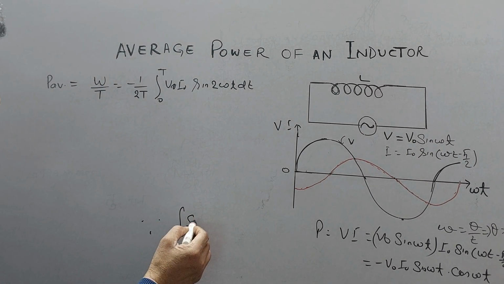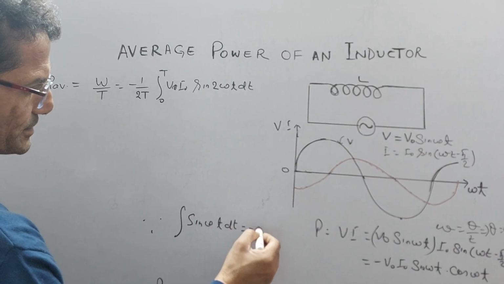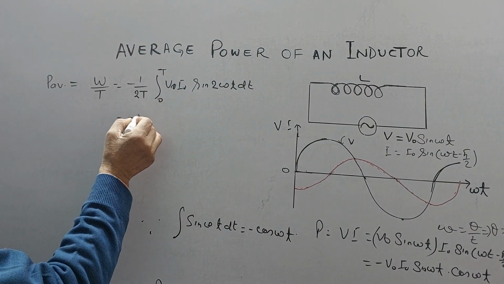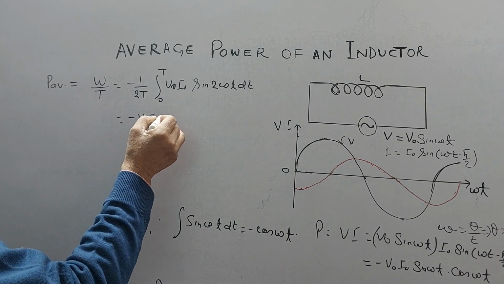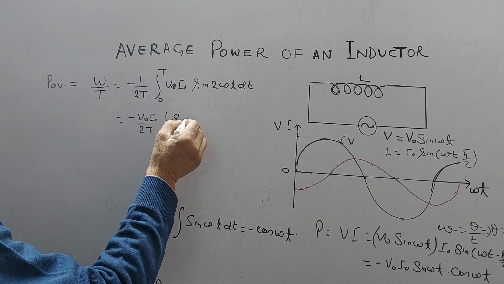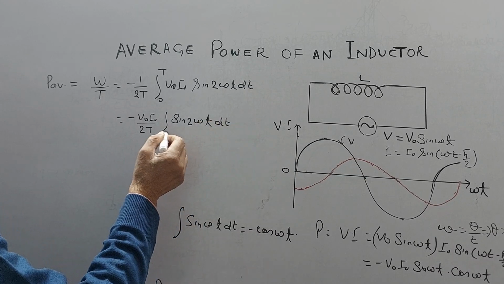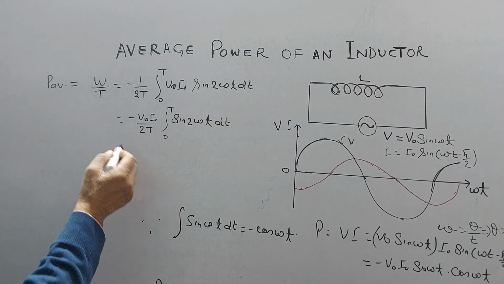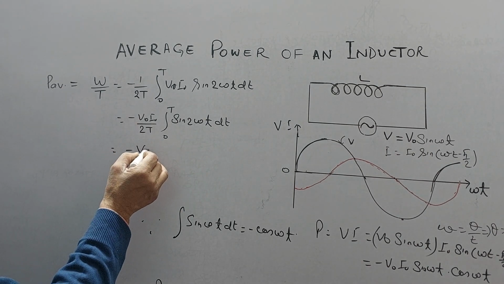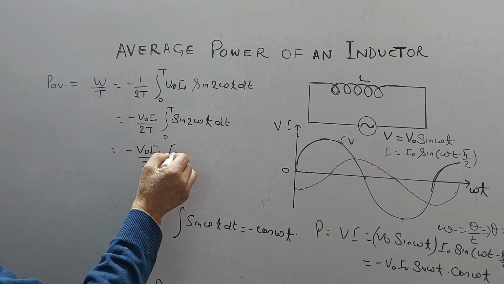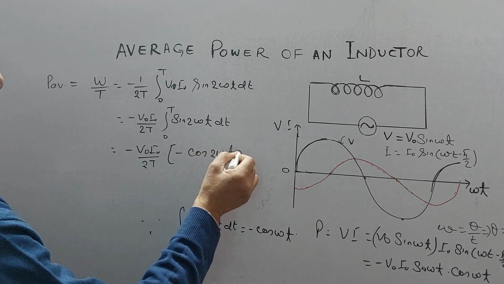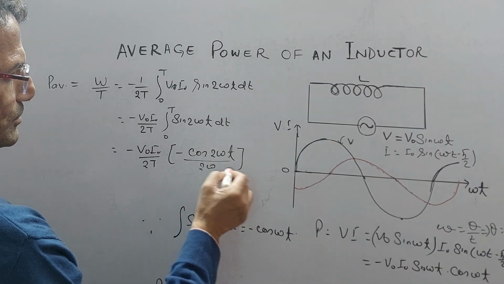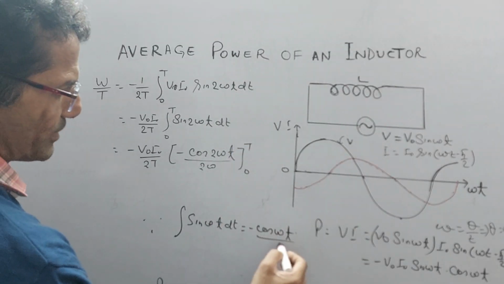Sine omega t dt has the integration minus cos omega t. So now first taking V naught I naught outside, minus V naught I naught divided by 2T, integration of sin 2 omega t dt. Lower limit of the time is 0, upper limit capital T. So putting the value of integration of sin omega t dt, minus cos 2 omega t, it comes out minus, minus already there, minus V naught I naught divided by 2T, and it has a value minus cos 2 omega t, and divided by the coefficient of t, which is 2 omega, lower limit 0, upper limit capital T. There should be omega also.